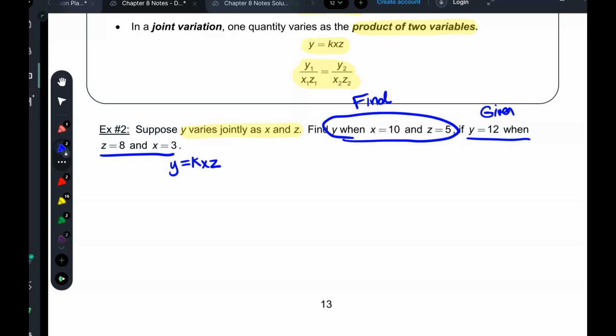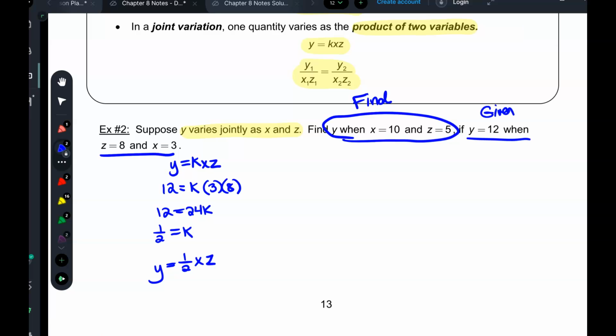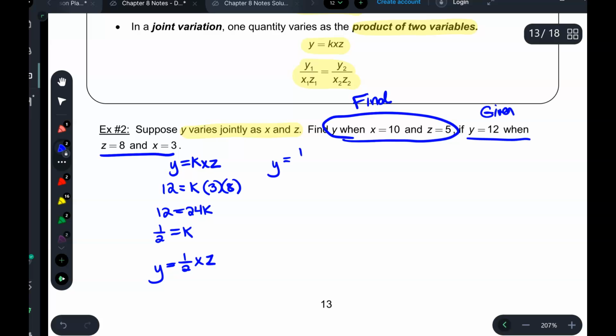So if I want you to find the value of k, I would use y is 12, leave k, x is 3, z is 8. So that's going to give us 24k. So k is 1/2. So the relationship between y and x times z is going to be 1/2. Now I can figure out what y is equal to. Y is equal to 1/2 times 10 times 5, and what do we get for y? 25.